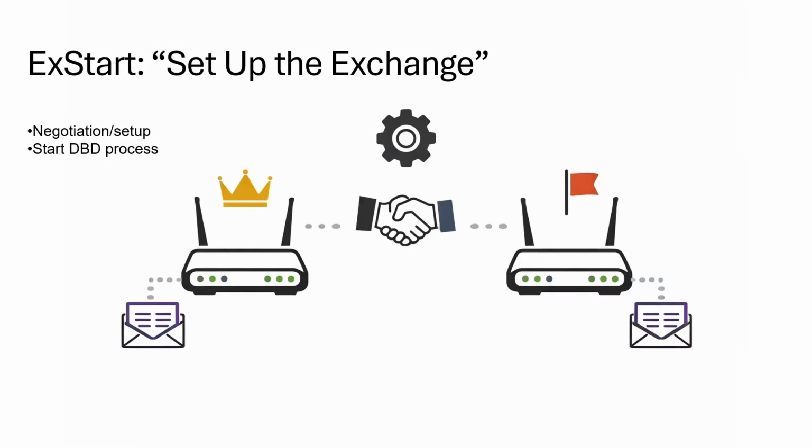Now state 4, ExStart. Let's set up the database exchange. Now we're entering DB sync territory, meaning that the routers have decided they will become adjacent, and they need to begin the database synchronization process. But before they start swapping database summaries, they need to coordinate an exchange process so it's orderly. Think of ExStart as, let's agree on how we're going to do this exchange.